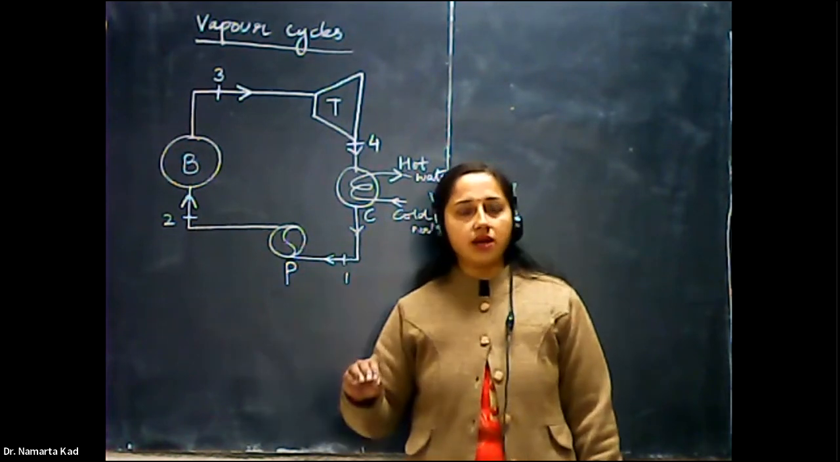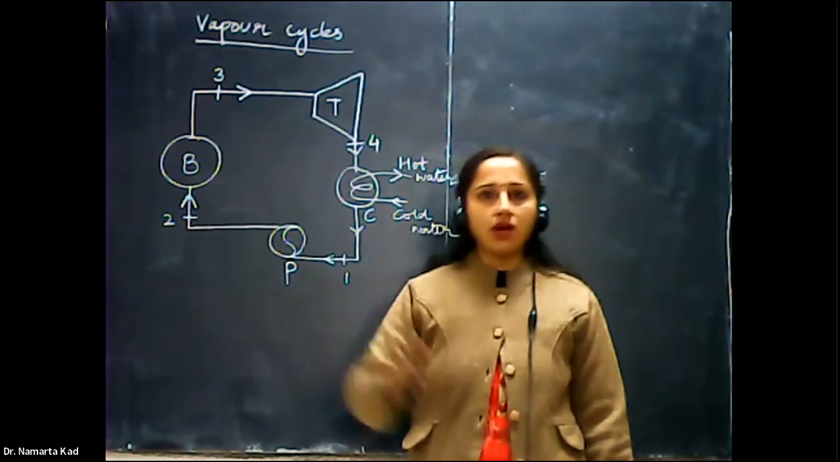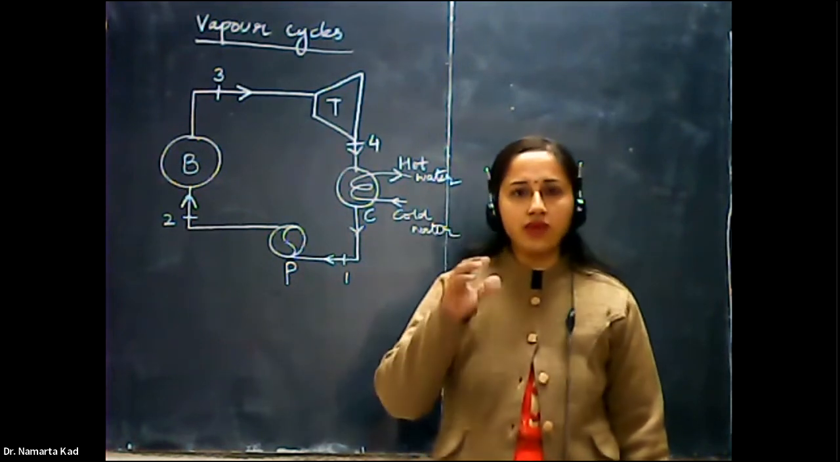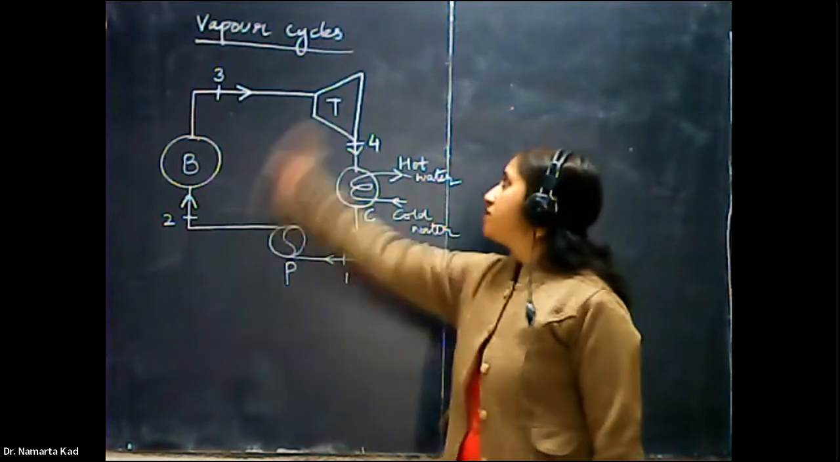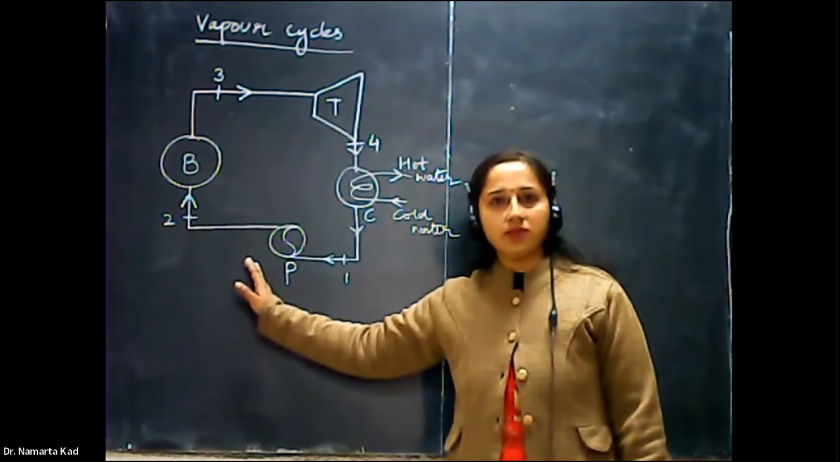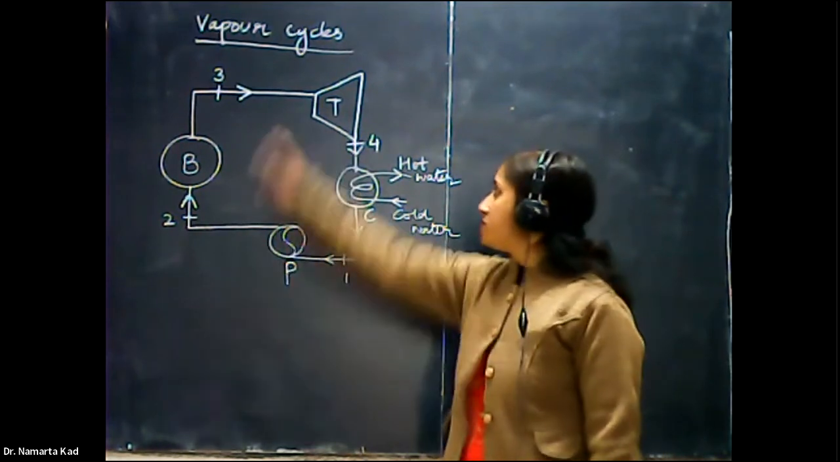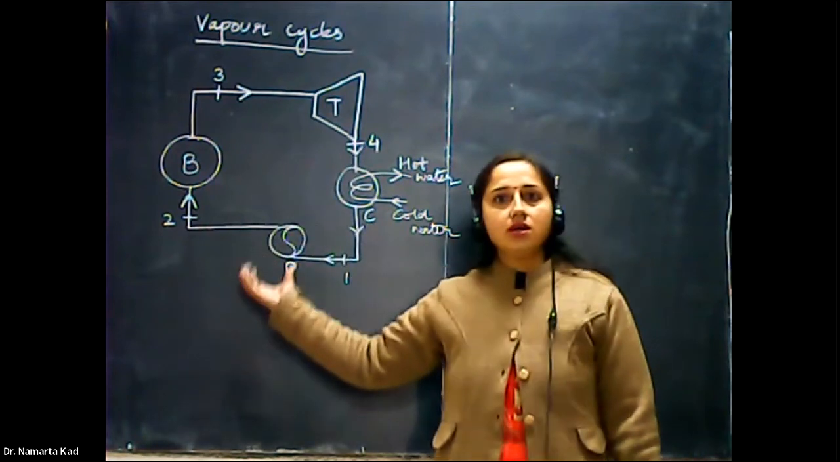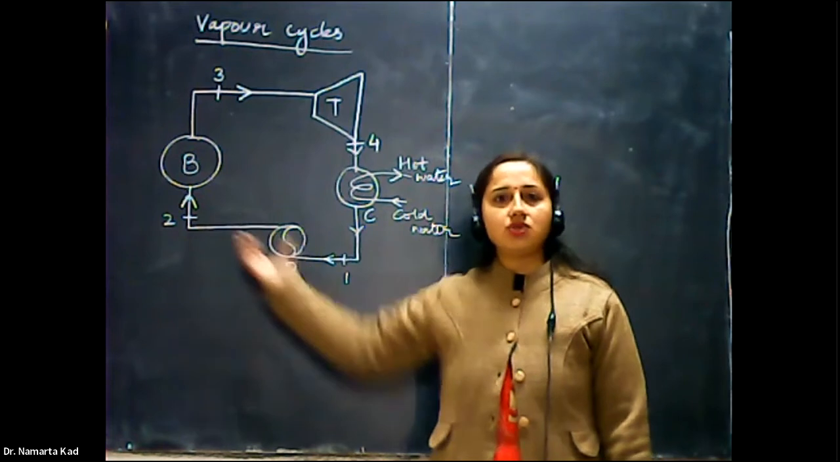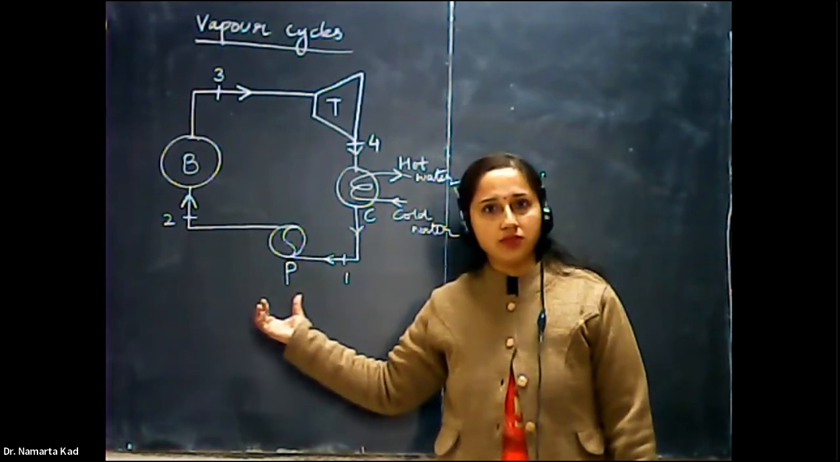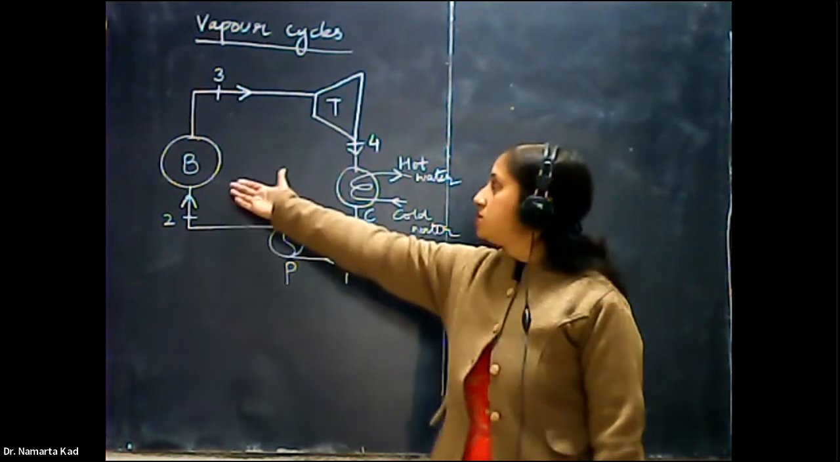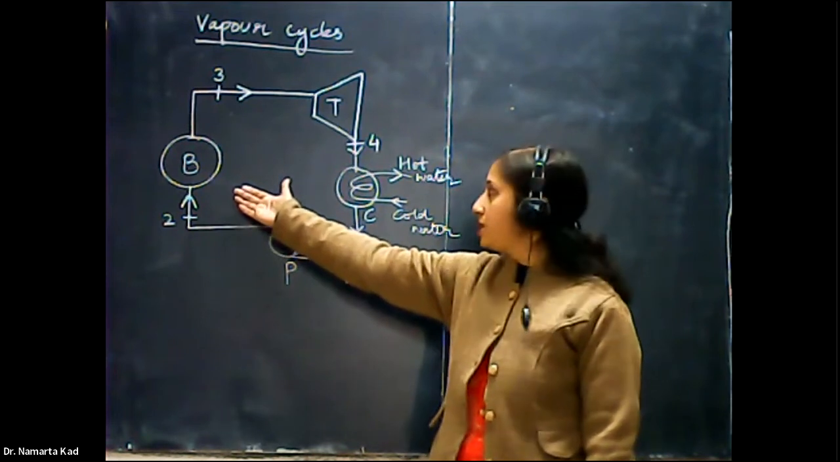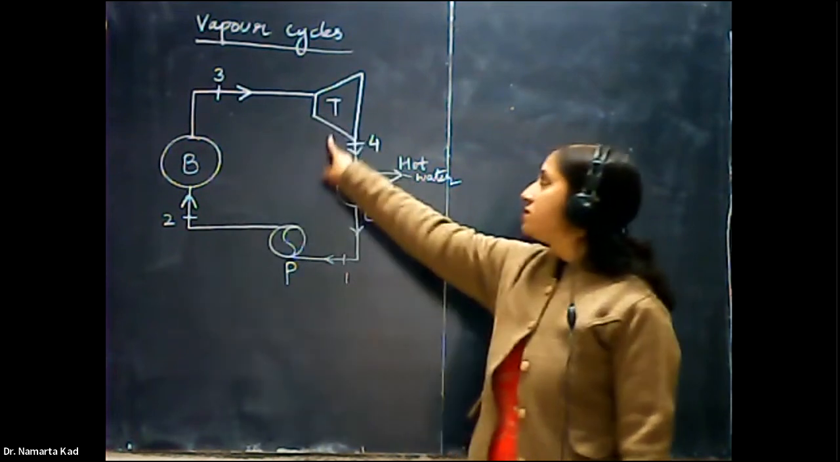But before starting with the actual Carnot cycle or Rankine cycle, we have to understand what is the basic process in the vapor cycles. So as you have seen here, it is a cycle of different machines or devices that are used in the thermal power plant. Okay, so there is the boiler. This B indicates your boiler. This one is the turbine.